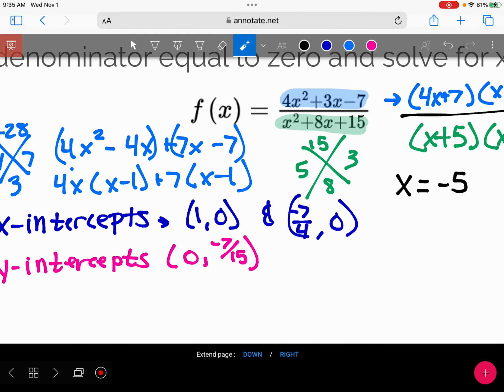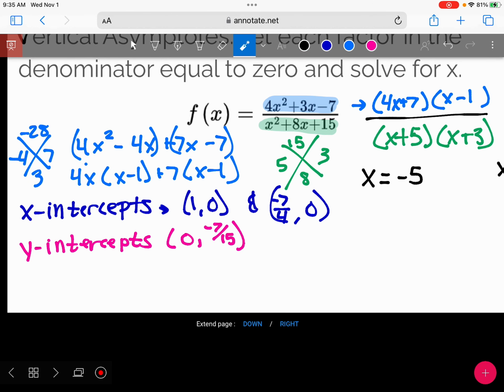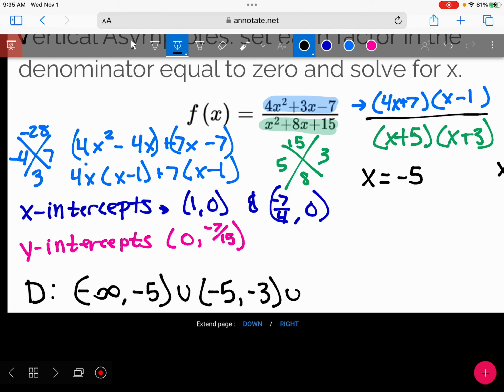We don't have any removable discontinuities. We already found our asymptotes, so let's do our domain. Our domain is very heavily based off our asymptotes. Those are our two values that x can't be. So we go from negative infinity to negative 5, from negative 5 to negative 3, and from negative 3 to positive infinity.